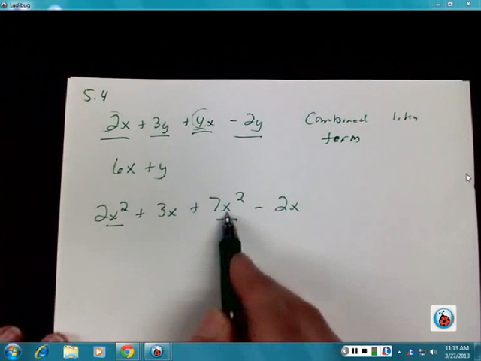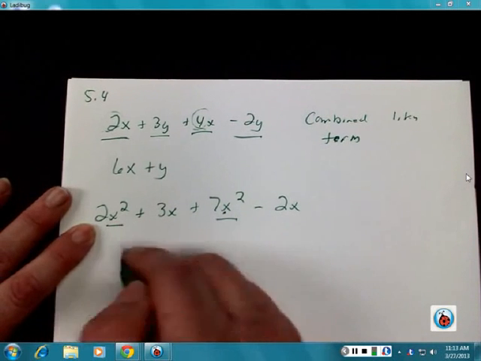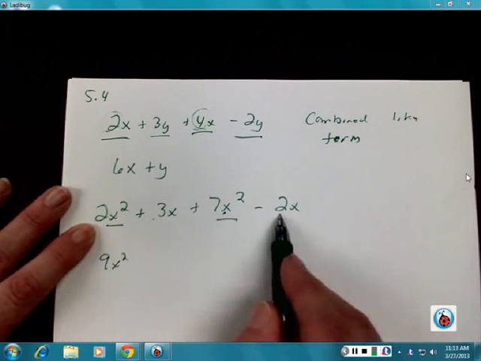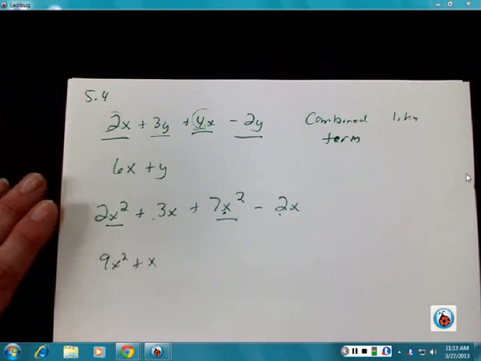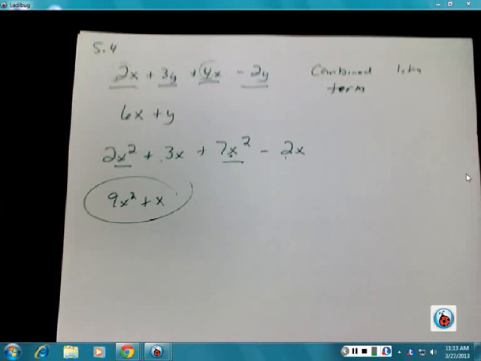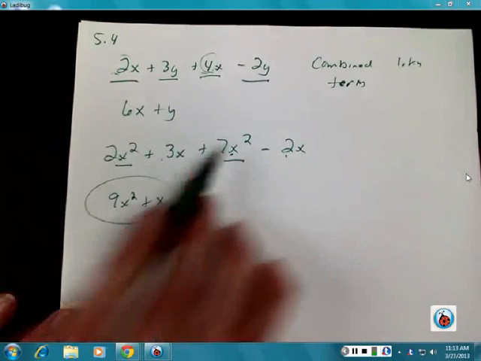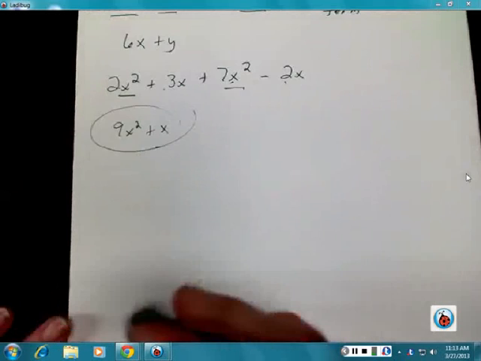So this matches this. So 2 plus 7 is 9x squared. 3x and a negative 2x is a plus x. So my answer becomes 9x squared plus x. Okay. So when they say they got to match, they have to be identical to each other.